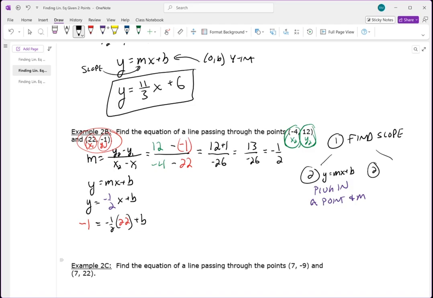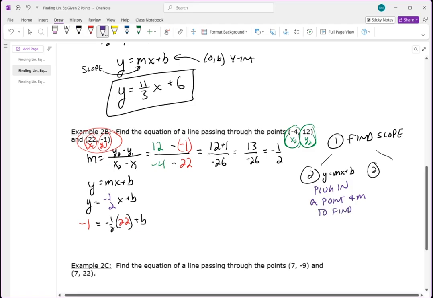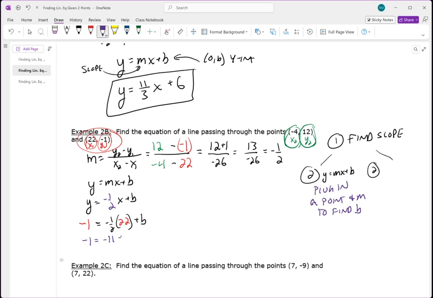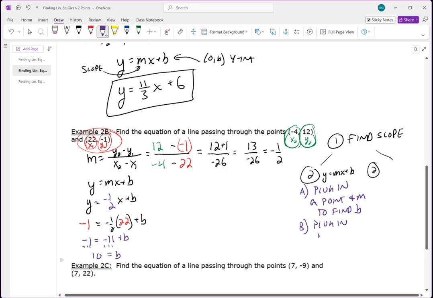And so just to point out, to find b, that's what I'm doing. And so now I'm going to have -1 equals, if I take half of 22, I'm going to get 11, and that's negative. If I add the 11 to both sides, I'm going to end up with b equal to 10. And so that's my first step. And then my last step is to plug in m and b into y equals mx plus b form.